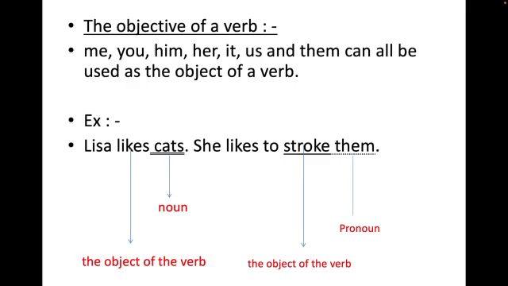We might also use pronouns as an object of a verb. Now there are different pronouns here. You're going to be using the words me, you, him, her, it, us, and them.